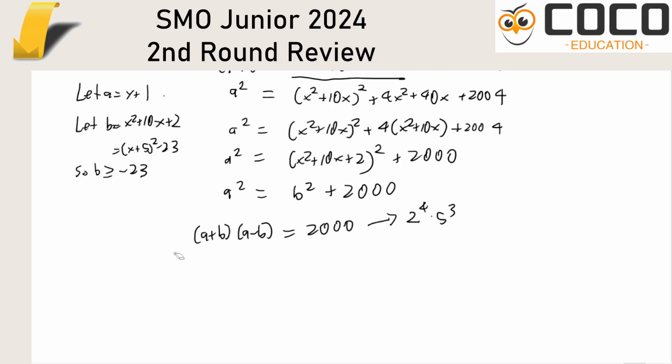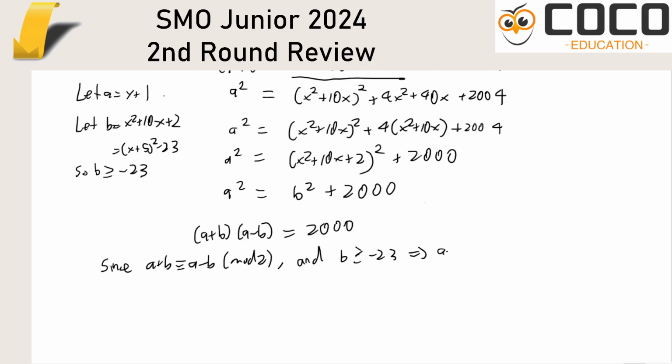We just note also that a plus b and a minus b have the same parity, so I don't have to write every single thing down. In fact, I don't feel like writing the prime factorization. I think factors of 2000 are quite obvious. So I'm just going to say that since a plus b and a minus b have the same parity, and b is greater than or equal to negative 23, the difference is greater than or equal to 2b, which is greater than or equal to minus 46. We can just list out cases.